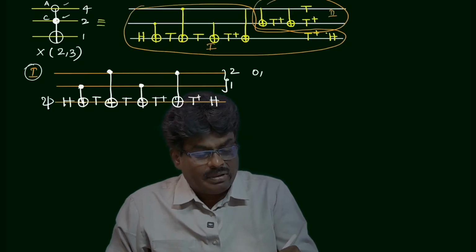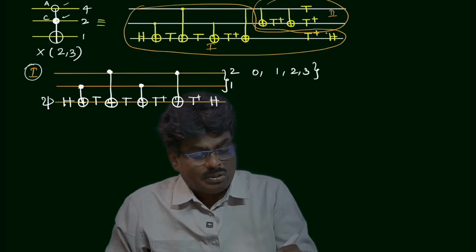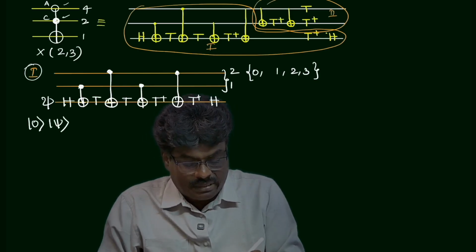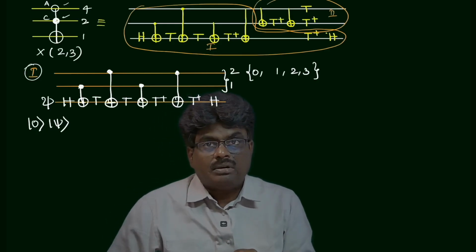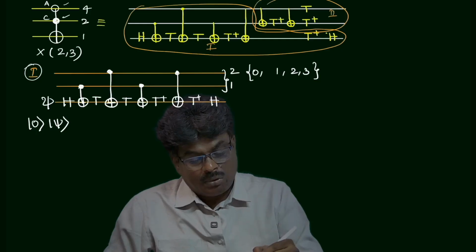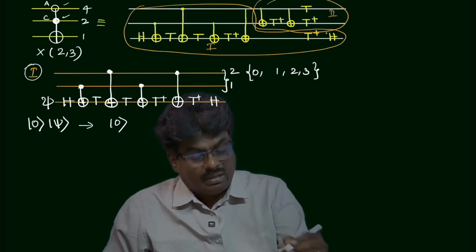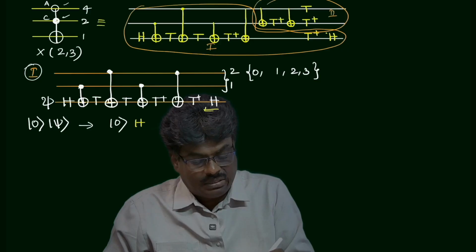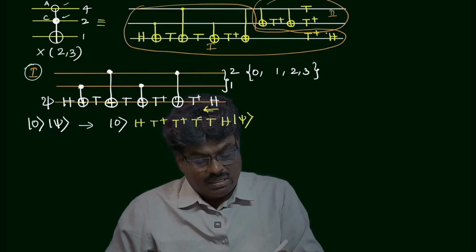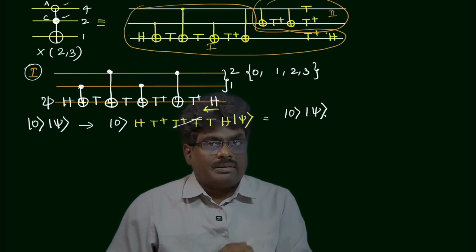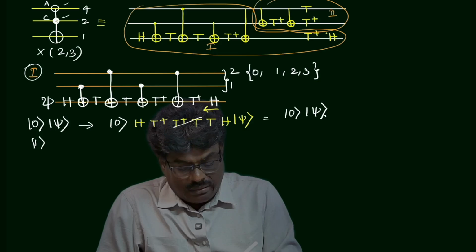So here we'll get 0, 1, 2, 3 possible cases. Now I'm taking it directly because you already understand this method. So 0 psi: here only the operations on psi, but both are off, that's why there is no X gate. You have to take from right to left. So this is H, T dagger, T dagger, T, T, H and psi. So this T dagger, T and everything is gone. That's the identity operation.